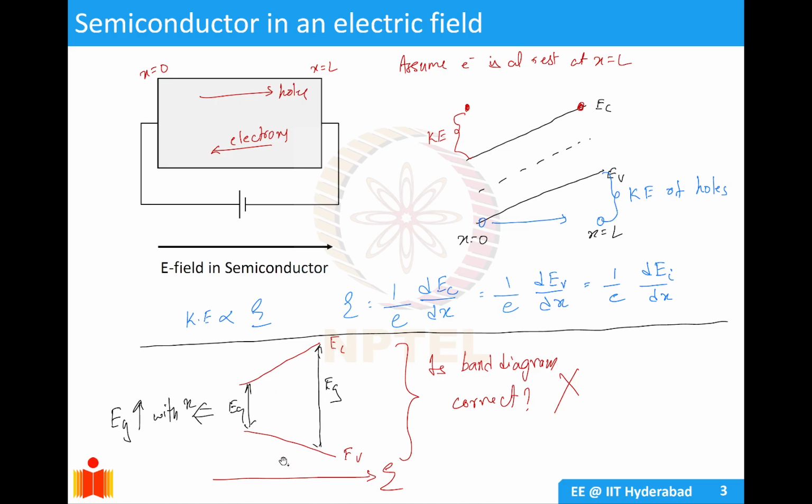So here you are given a band diagram where at one point the Eg is smaller, but at another point Eg is larger. So this is not a correct band diagram. As you can see here, with an electric field, the change in EC and EV will be in the same direction, not in the opposite direction. So your band gap will remain constant with respect to applied electric field. Your electric field does not change your band gap.